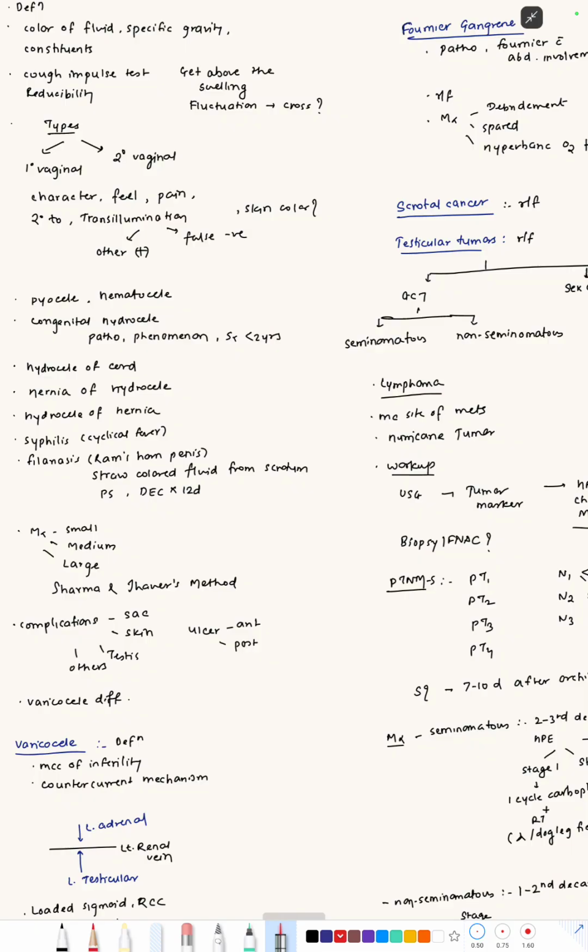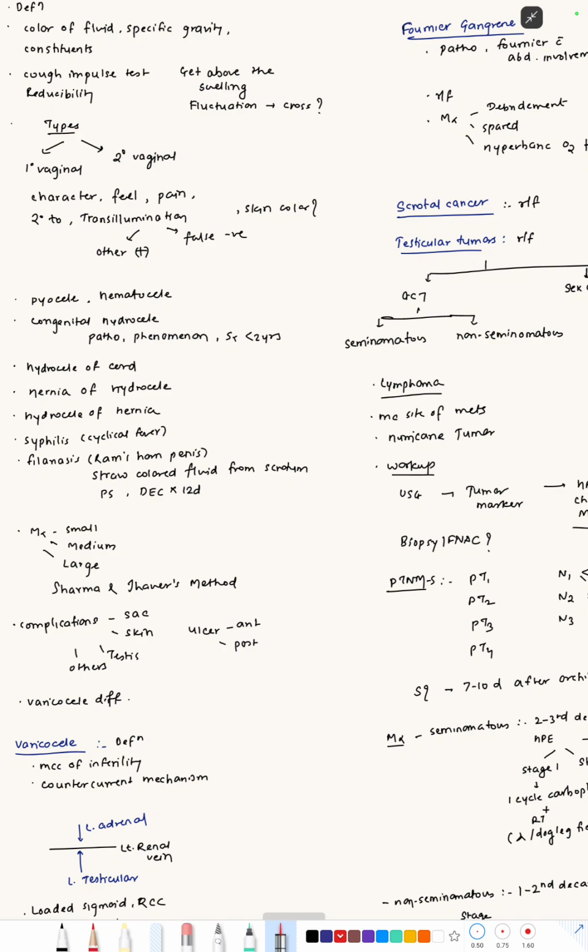Congenital hydrocele. The pathology behind congenital hydrocele is the persistence of a patent processus vaginalis, and a narrow neck is present. The phenomenon is called the inverted ink bottle phenomenon. In the inverted ink bottle phenomenon, upon lying down in the supine position, the swelling is going to reduce. Surgery should be done within 2 years, and the surgery that is done is herniotomy.